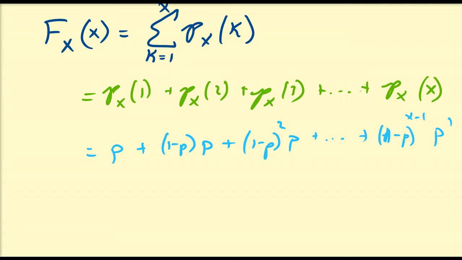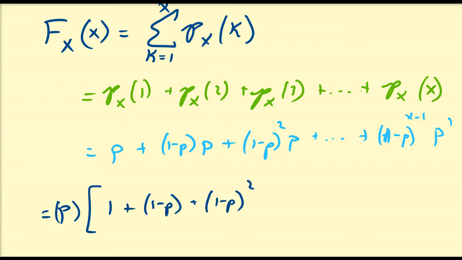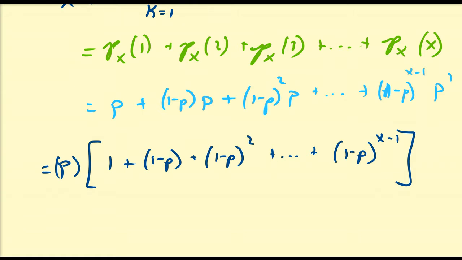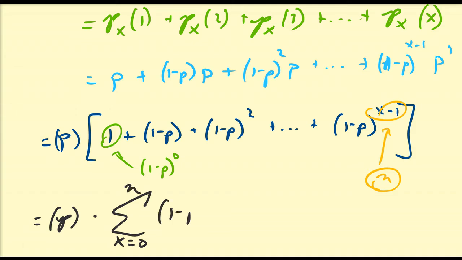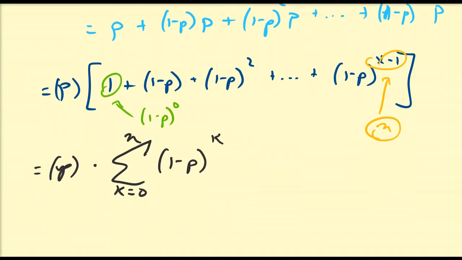So I can clearly factor out a p here, right? So I have p multiplied by 1 plus 1 minus p plus 1 minus p, the quantity squared, plus all the way up to 1 minus p to the power x minus 1, right? So remember, I can rewrite this as 1 minus p to the power of 0, and I'm going to be replacing x minus 1 with n, right? So that means this is just the same thing as saying p times the sum from k equals 0 to n of 1 minus p to the power of k.